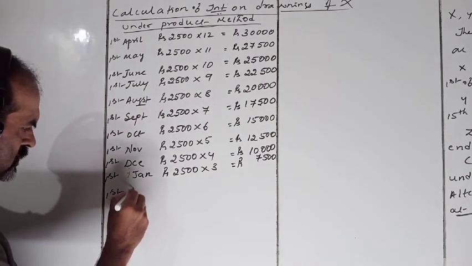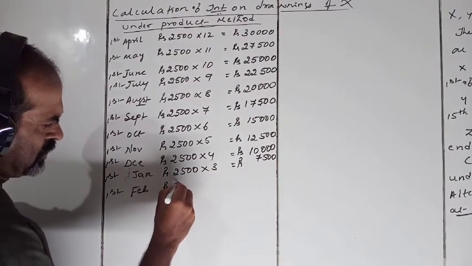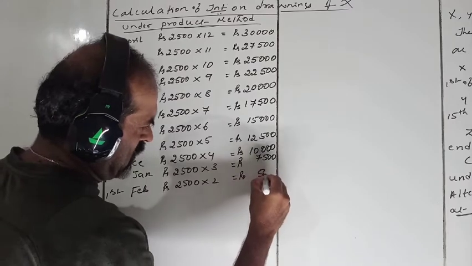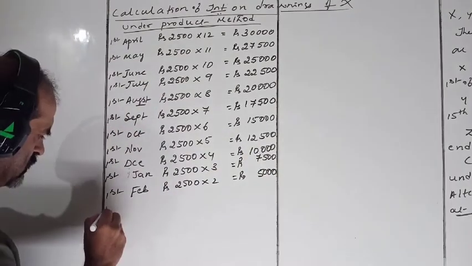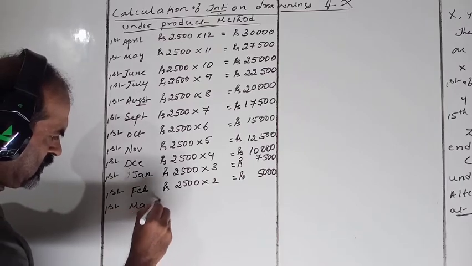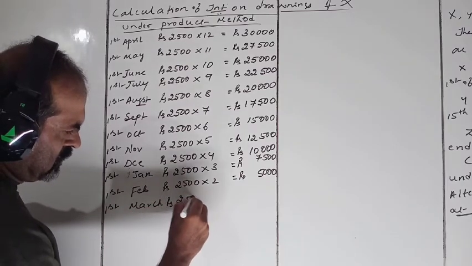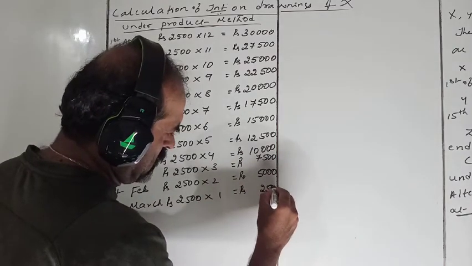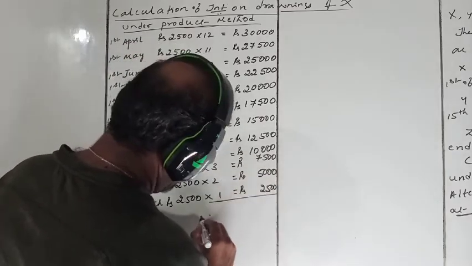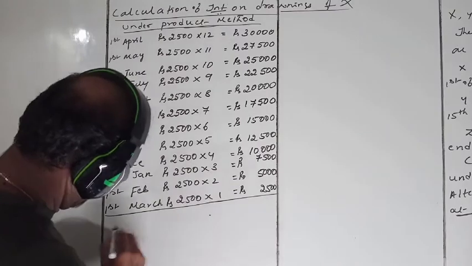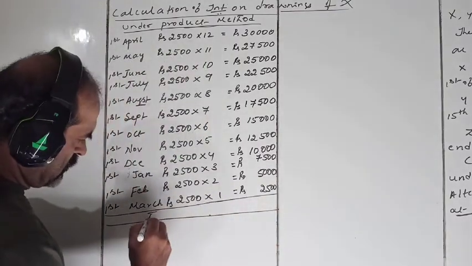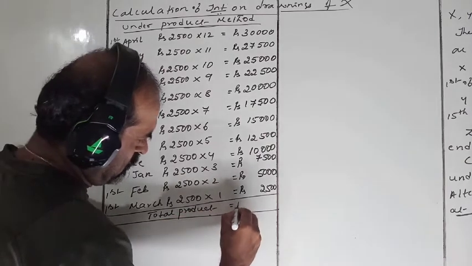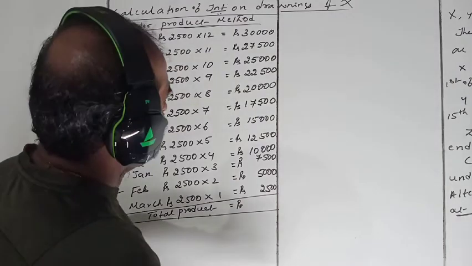The next drawing on 1st February, rupees 2,500 into 2, rupees 5,000. The last withdrawal on 1st March, it is the last month, 2,500 into 1. The total product comes to rupees 2,500. Yes. Now calculate the total product.